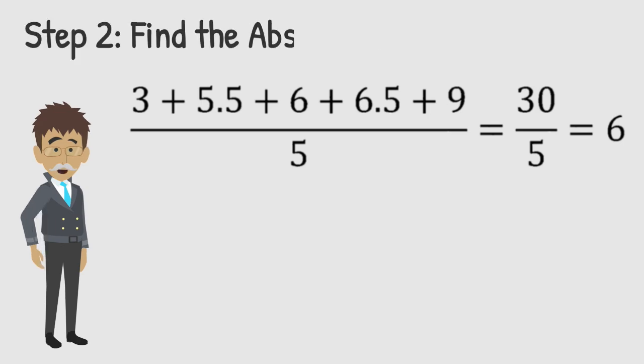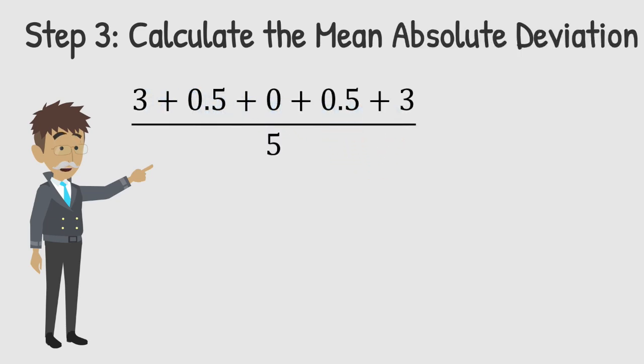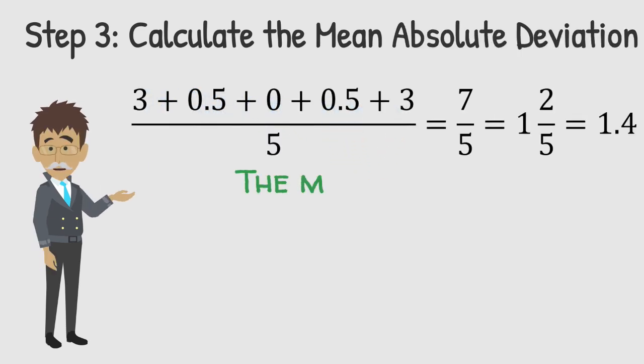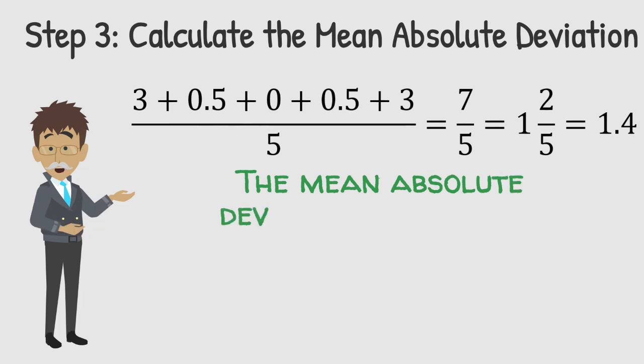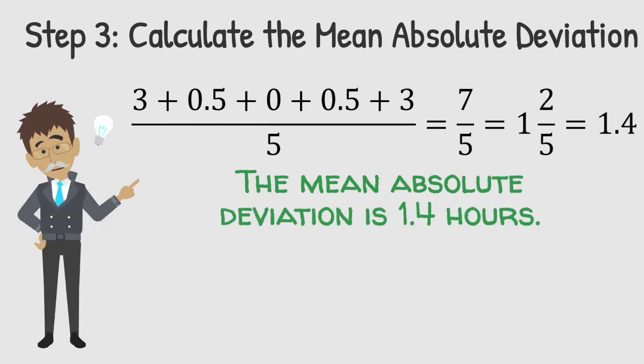Step 2 is to calculate the absolute deviations from the mean. Step 3 is to find the mean of the deviations. The mean absolute deviation for the cat's dining time is 1 4/10 hours. This means that on average, the cats eat 1 4/10 hours, or 1 hour 24 minutes away from the mean feeding time of 6 p.m.